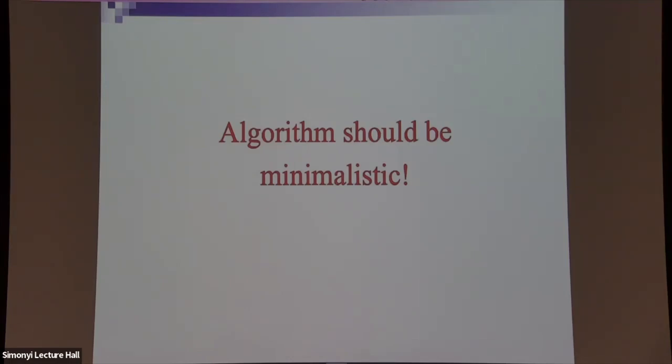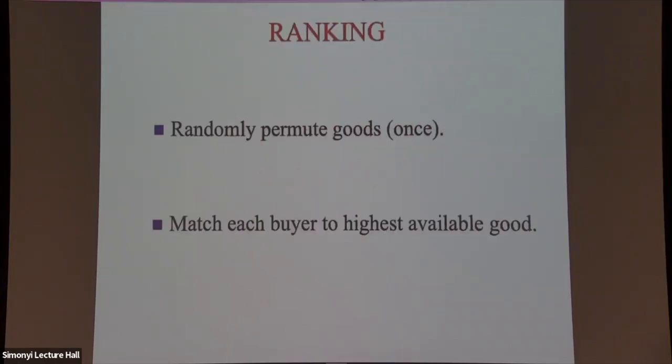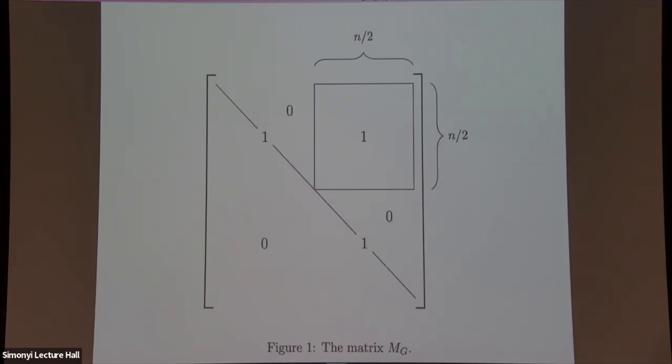So here's a hint. The algorithm should be minimalistic. I will not go into it, this is a whole talk in itself, but I want to say that the best algorithms are 3 or 4 lines, okay? And the algorithm for online bipartite matching is only 2 lines, so it's even better. Namely, first randomly permute all the goods once, just once, and then match each buyer to the highest available good in that random order. If you randomize on each buyer arrival, it's lost already, it becomes the same as random. So don't do that. Just randomly permute the goods once, and each time a buyer comes, match her to the highest available good. Okay, so let's see how this does on that bad example.